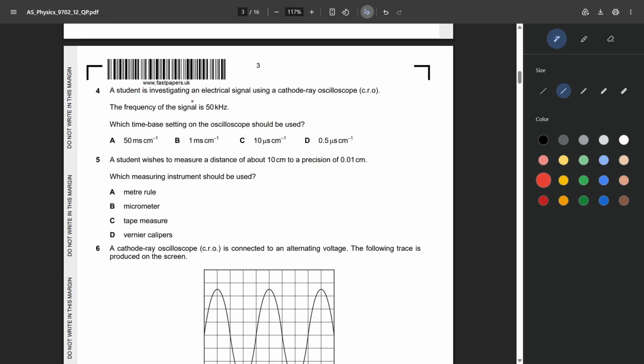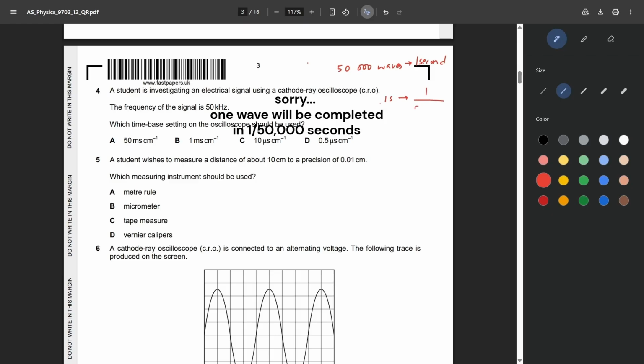A student is investigating an electrical signal using a CRO. The frequency of the signal is 50 kilohertz. Which time-base setting on the oscilloscope should be used? Okay, a frequency of 50 kilohertz is 50,000 waves in 1 second, which means 1 wave takes 1 over 50,000 seconds. That's the time period. So the time period is 1 over 50,000, which is 20 microseconds.